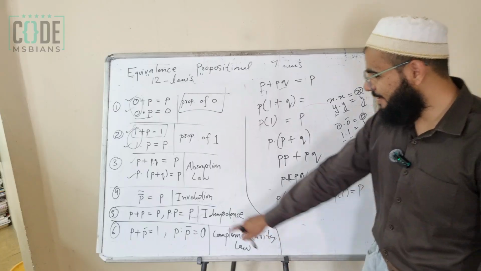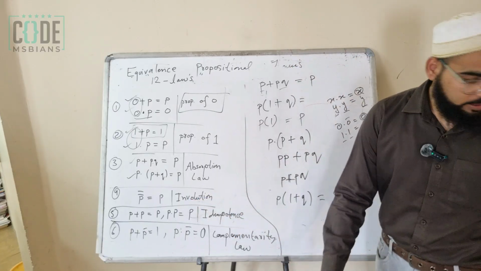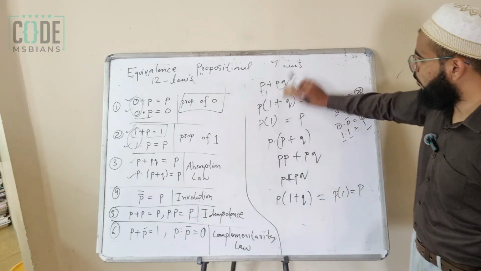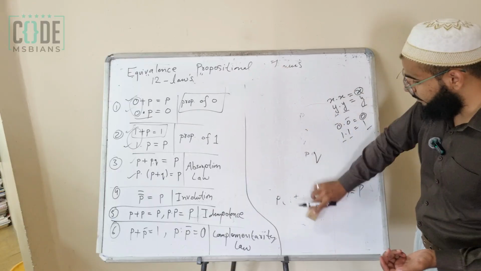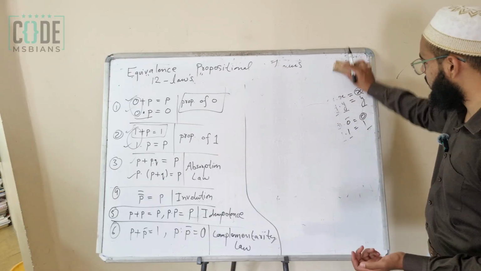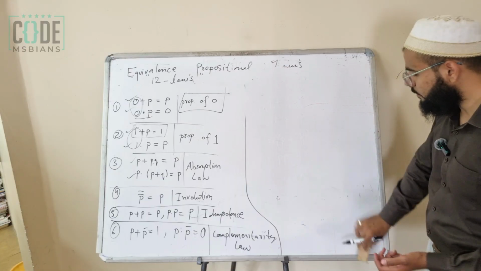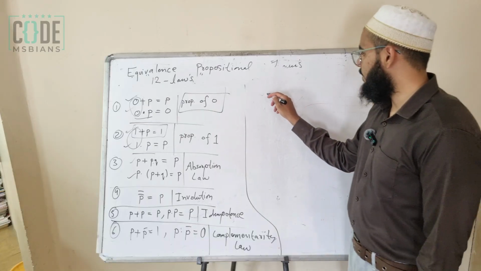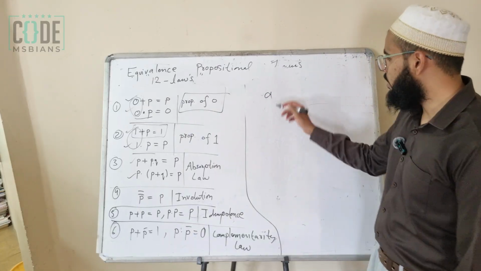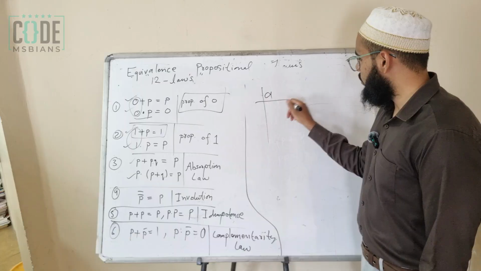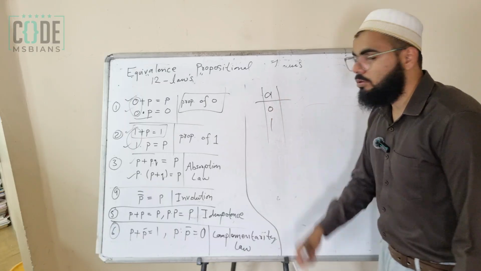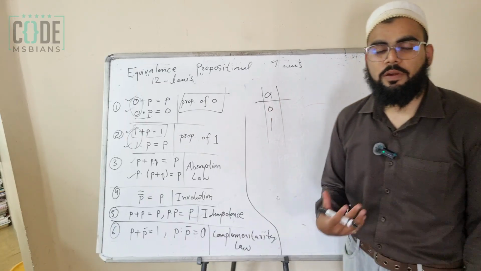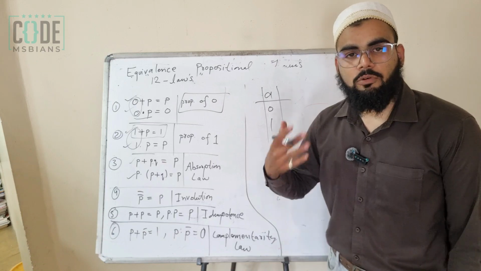Now we have involution. What is involution? We know about the NOT gate. In our previous video also we discussed NOT, which is nothing but the negation or opposite. For example, let's say I have a variable A and A has two values, 0 and 1. Now what is the complement of A? In order to find the complement, we have to reverse it.